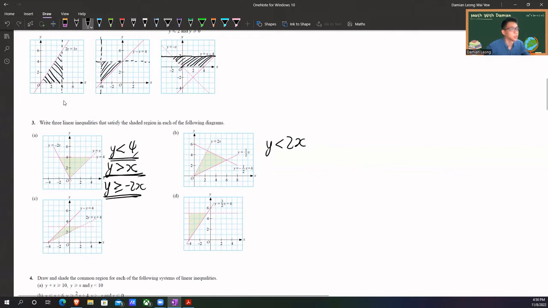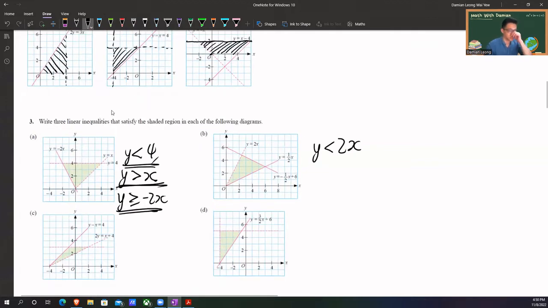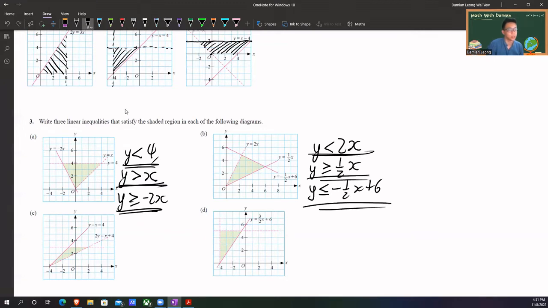Then the y equals half x, above, solid line, so y more or equals half x. Okay, above, so more than, solid line, so that's equal. The other one also has equal, and solid line as well, but the shaded region compared to the line is below, so y less or equals negative half x plus 6. Okay, these are the 3 linear inequalities.